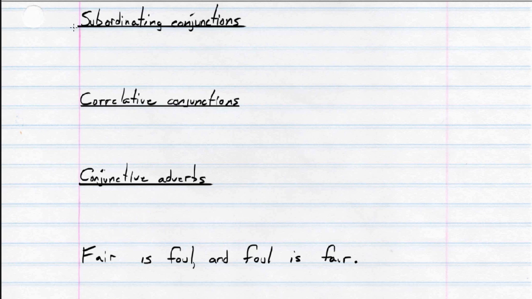So you should have subordinating conjunctions down. Go ahead and skip 1, 2, 3, and on the fourth line beneath subordinating conjunctions, write correlative conjunctions. C-O-R-R-E-L-A-T-I-V-E. Correlative conjunctions. Once you have that down, skip 1, 2, 3, 4 lines once more, and write down these two words, conjunctive, C-O-N-J-U-N-C-T-I-V-E, conjunctive adverbs. Conjunctive adverbs.